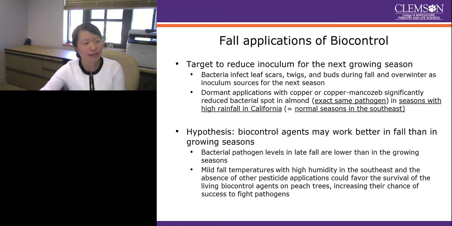So we think the fall application of biocontrol could protect the trees from new infections at that time and reduce the inoculum source levels for the next growing season. And the biocontrol agents may work better in fall than in the growing season because the bacterial pathogen level in late fall will be lower than in the growing season. And the mild fall weather in the Southeast and the absence of other pesticide applications could favor the survival of these living organisms on peach trees and increase their chance of success to fight pathogens.